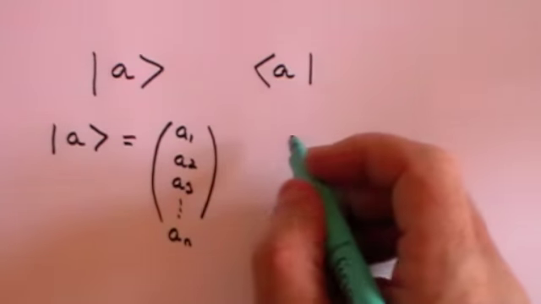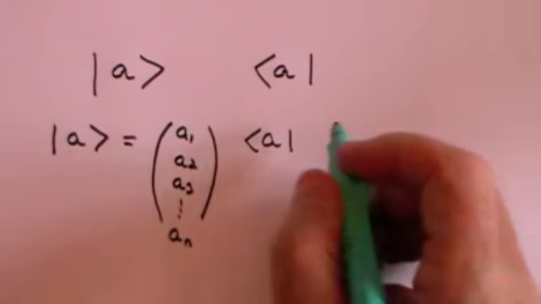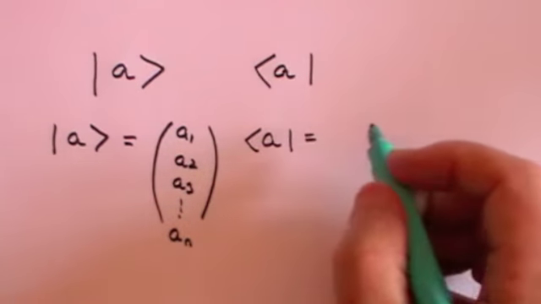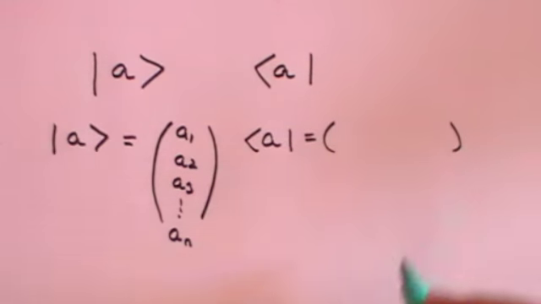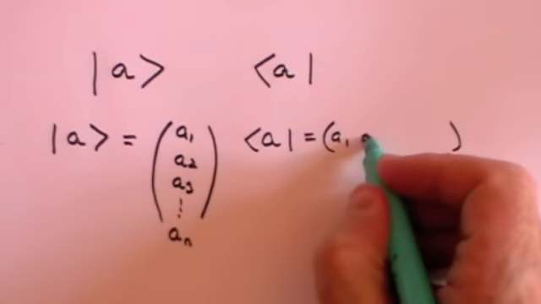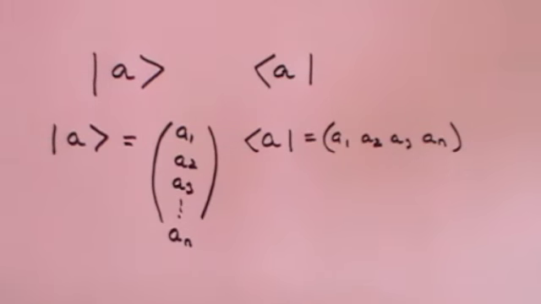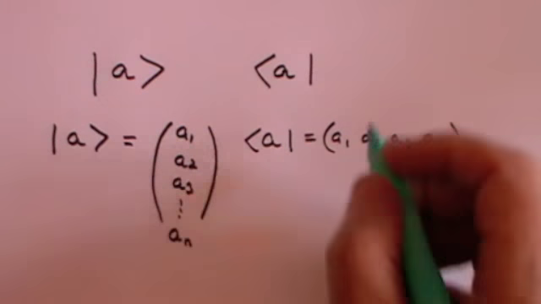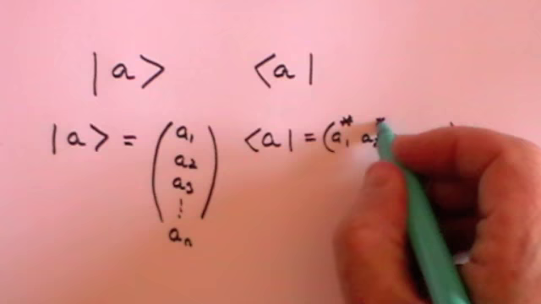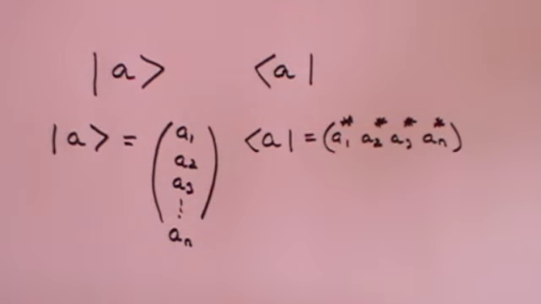On the other hand, a bra vector, which you remember is the other way round, is represented in almost the same way, except that it is a row rather than a column. It still has the numbers A1, A2, A3, all the way up to AN, but those numbers are what's called complex conjugated. And I'll explain exactly what I mean by that. In fact, I better do that now.